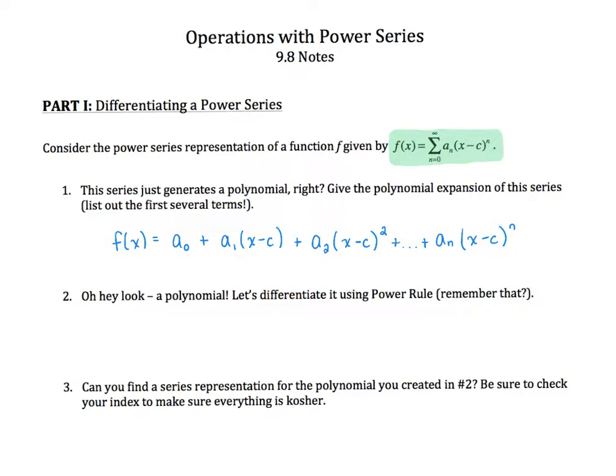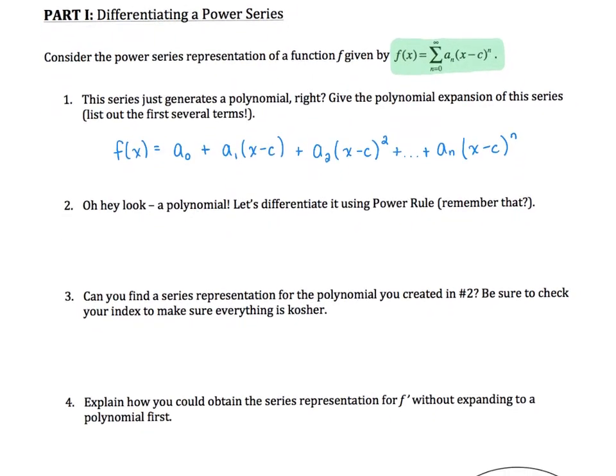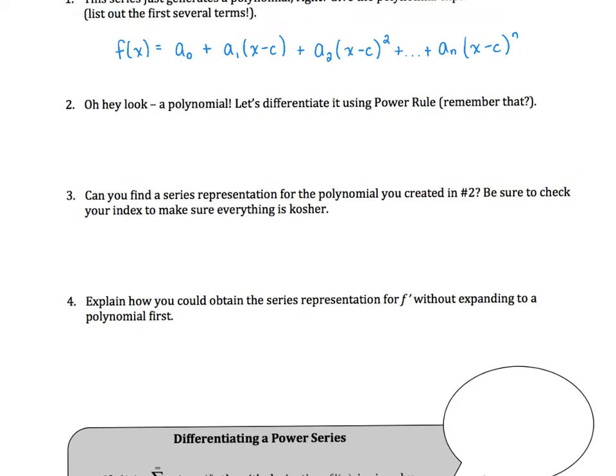All right, so now moving on to number 2. It's a polynomial, so let's differentiate it. That is totally a thing that we can do. From the polynomial, this is just power rule. So for f prime, a0 is just a number, so that goes away. Then we move on to the next term, when n equals 1. The derivative of a1 times (x minus c) is just going to be a1.